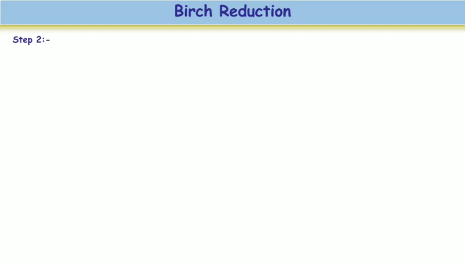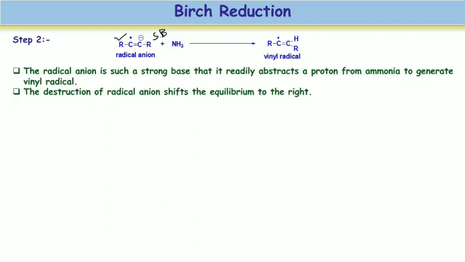Now in the second step, what happens? The radical anion, which is a strong base, can abstract a proton from ammonia to generate vinyl radical, and destruction of this radical anion into neutral vinyl radical will drive the reaction in the forward direction. Now remember one thing, the first step was probably in backward direction, and now the second step is almost in the forward direction, but the forwardness of this step is much more than the backwardness of the first step. So overall the reaction is shifted to the right hand side direction.